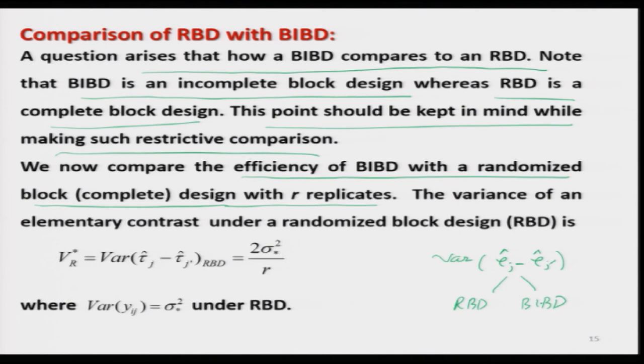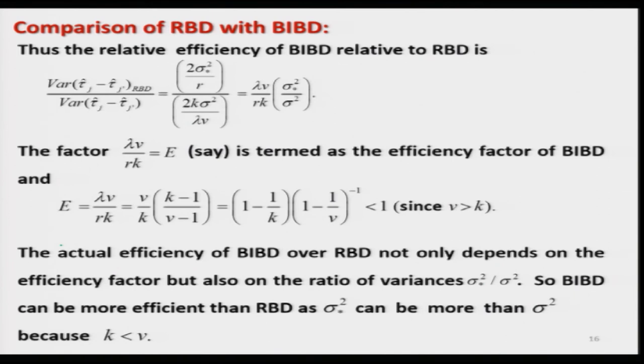I can write down here that the variance of an elementary contrast under a randomized block design, variance of tau j hat minus tau j prime hat under RBD, is simply twice sigma square upon r, but I am using the symbol sigma star square. Just for the sake of understanding, I am assuming that variance of yij is equal to sigma star square under randomized block design, and this variance is indicated by vr star, where r means RBD. Then we already have found the variance of tau j hat minus tau j prime hat under the BIBD. So I take the ratio of the two variances: twice sigma star square divided by r, upon twice k sigma square divided by lambda v. And this comes out to be like this.